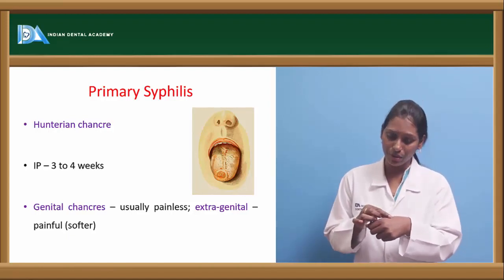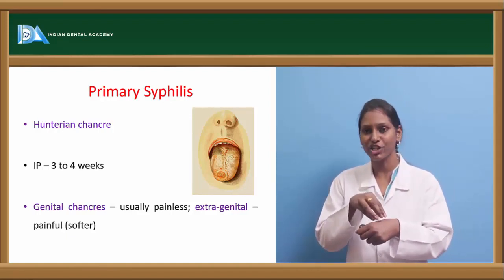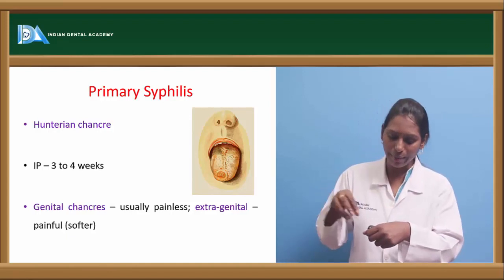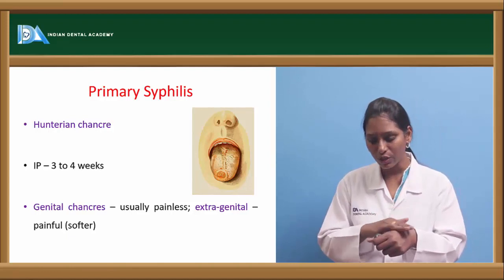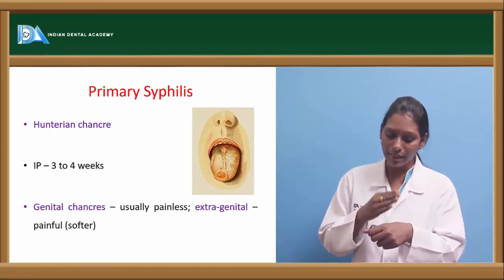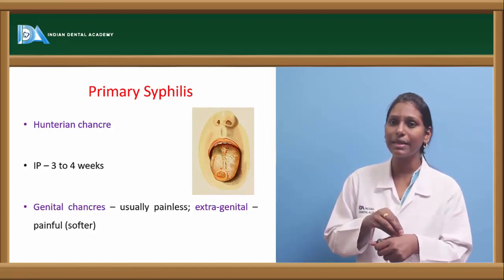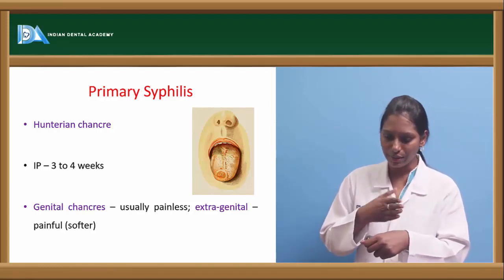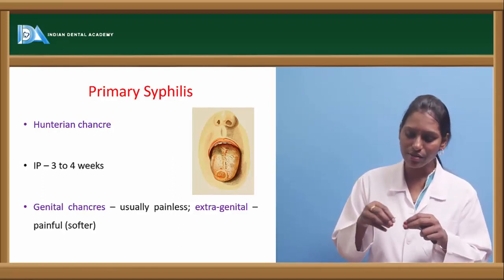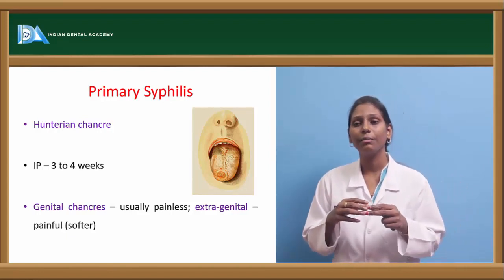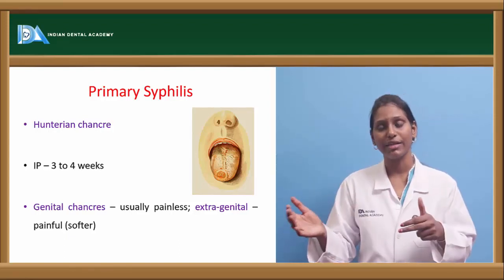Once this indurated papule is present, it will erode. The indurated papule erodes and becomes a hard chancre. In due course of time, what happens? Normally this hard chancre is hard in consistency, and it is a shallow, non-bleeding ulcer. Sometimes it erodes in the center and undergoes necrosis. It becomes an ulcer. Usually this hard chancre has surrounding edges which are raised, and based upon the areas where it is present, it is divided into genital chancres and extragenital chancres.